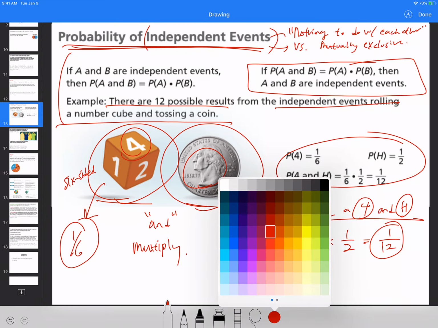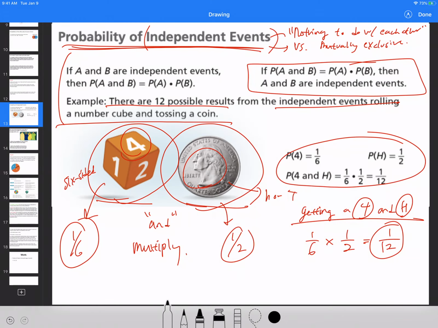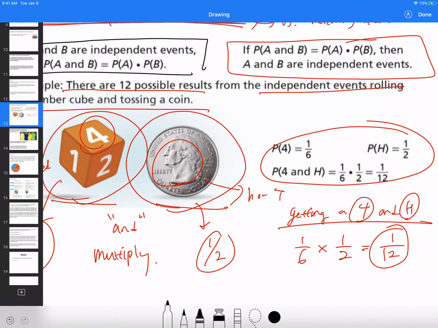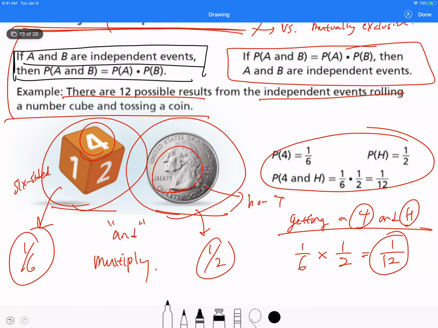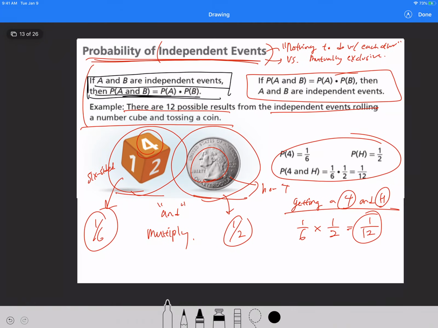So the basic formula that I want you to write down in your notes is this. If A and B are independent events, then P(A and B), A and B happening at the same time, is the probability of A times the probability of B. Okay.